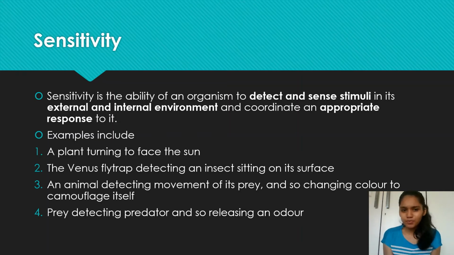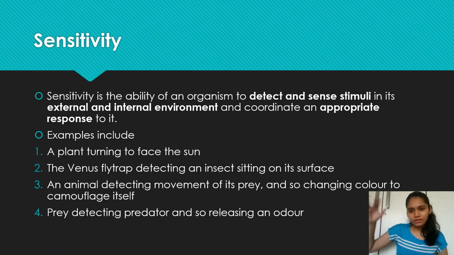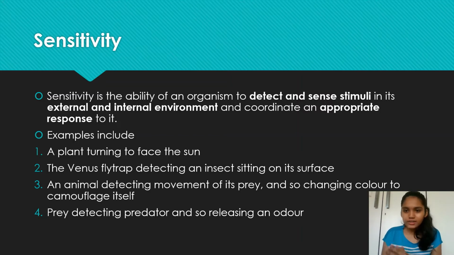So this is pretty similar to the examples for movement. One is a plant turning to face the sun. That is sensitivity because it can sense the light direction, the ray of light, and so it turns to face the ray of light. So that is sensitivity. There's a whole topic called phototropism and gravitropism in chapter 14, which I will explain later.